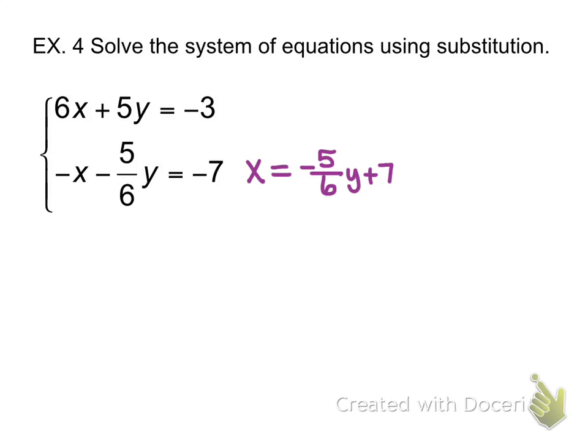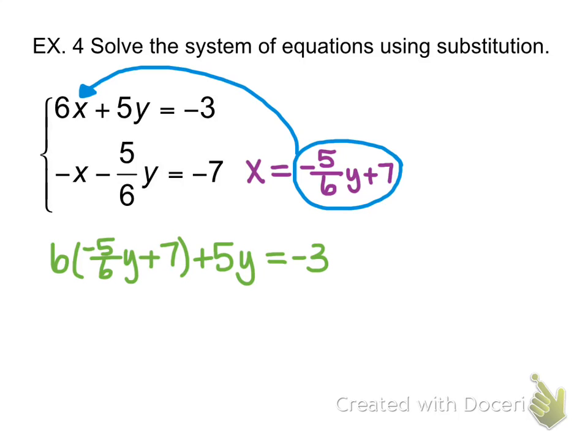Or you can think of it that I move the x to the right-hand side and move the 7 to the other side. Same difference. So I'm going to take this whole thing and plug it in for x in the top equation. So now this is going to be 6 times negative 5 over 6y plus 7 plus 5y equals negative 3. So I need to distribute the 6 into the parentheses. Well, when I multiply 6 times negative 5 over 6, the 6's are going to cancel. So this would be negative 5y.